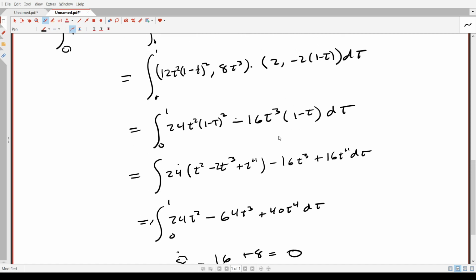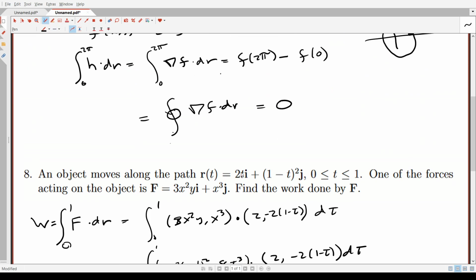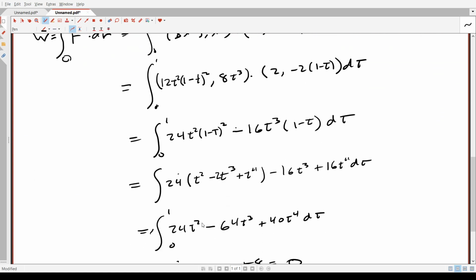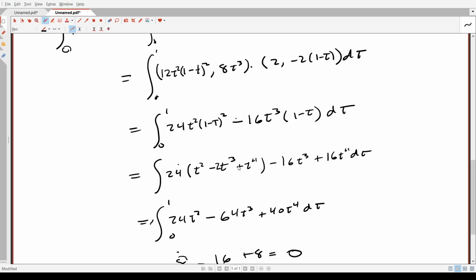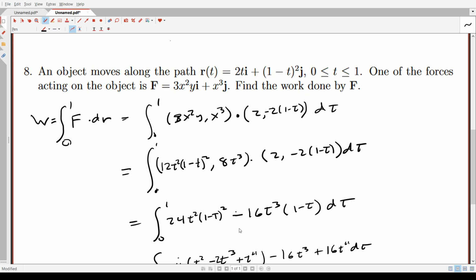Okay, so one thing to point out real quick: this first one was 0 because we were integrating around a closed loop and we had a conservative vector field. This one is not a conservative vector field, and we're not integrating around a closed loop. It just happens to be 0, which is interesting.